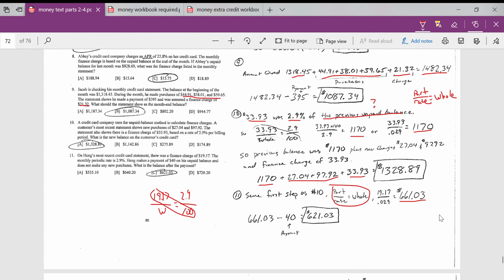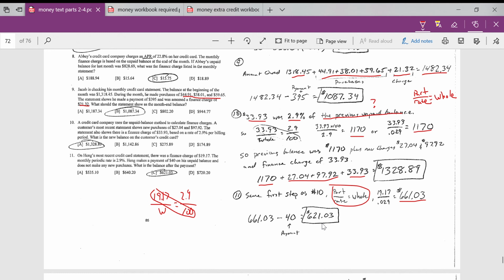Okay. On this problem, we have this unpaid balance, and I'm going to take a look at this one. I think I might have done this one wrong, but let's take a look. I did this step right. This was the unpaid balance. Okay. We subtract here $661 minus a $40 payment. That gives you the $621.03. Okay.